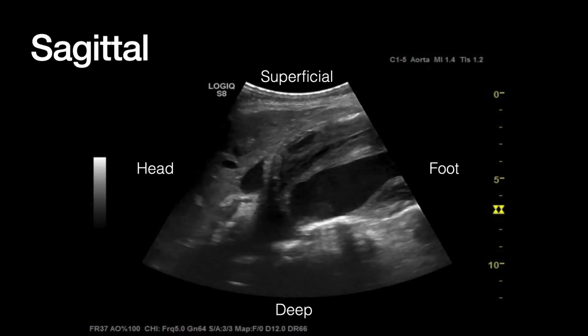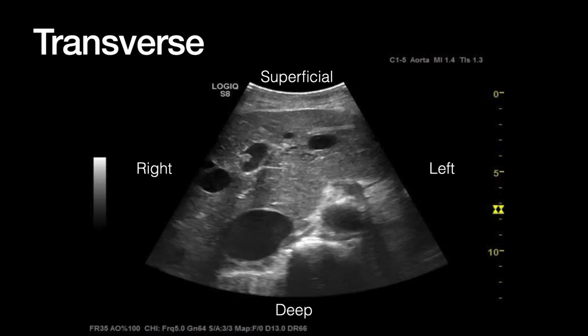And if we twist that to the transverse orientation, we keep the superficial deep orientation, but now what's on the left of the screen towards that probe indicator is going to be on the patient's right-hand side. And what's going to be on the right-hand side of the screen here for us is going to be the patient's left-hand side.